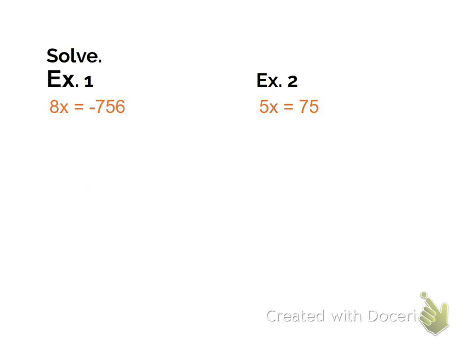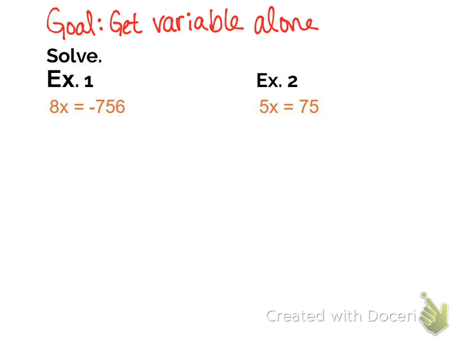All right, we're jumping into our examples. So again, when we solve, our goal is to get the variable alone. You don't need to rewrite this goal. We talked about it last week. Get the variable alone. So our answer should always be x equals a number, or the variable equals a number.